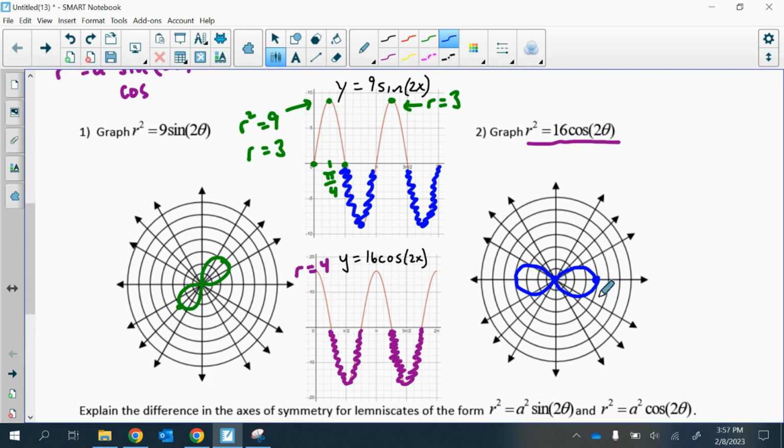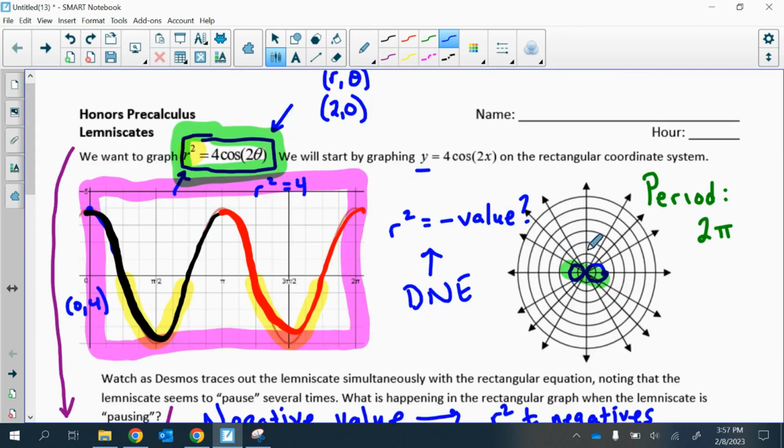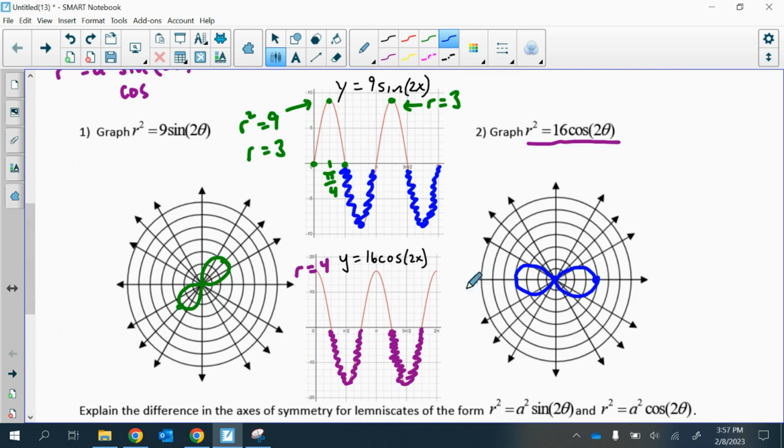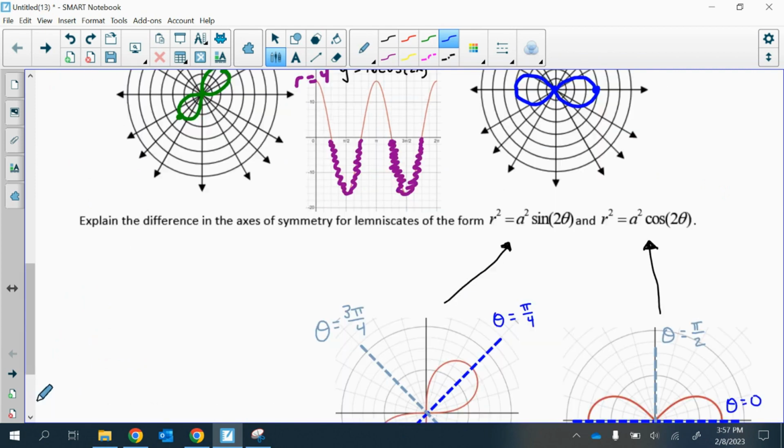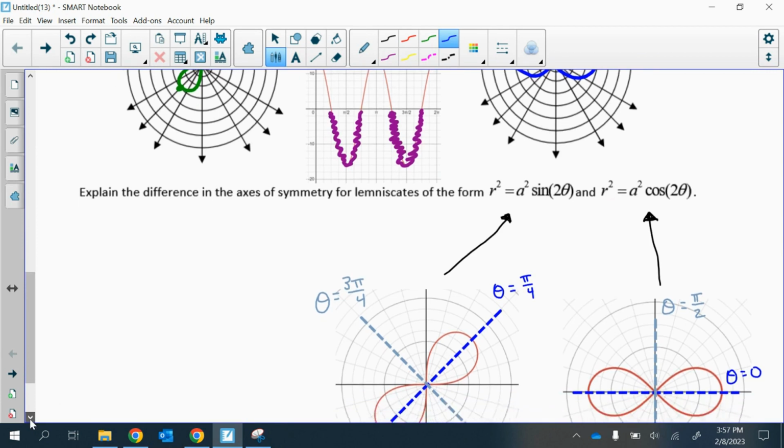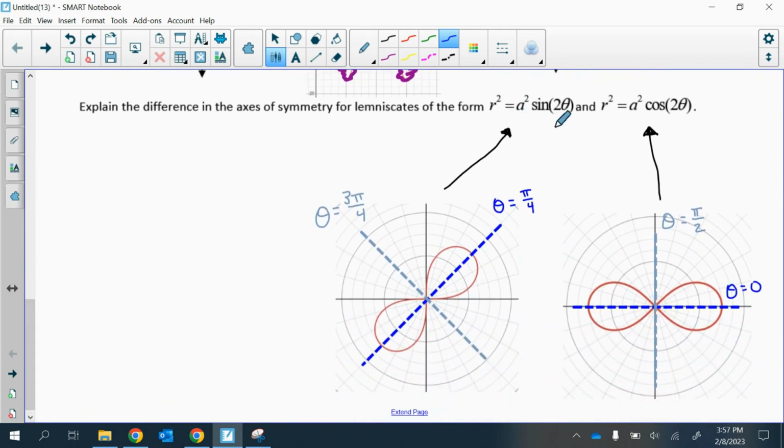So notice that these lemniscates kind of look like infinity signs. Seems like that's a pattern that is developed. We had an infinity sign here, and in these two, it kind of looks like an infinity sign. So let's explain the difference in when we have r squared equals a squared sine 2 theta versus the same thing with a cosine 2 theta. And it appears that when we have the sine 2 theta, the infinity sign appears to be tilted sideways, on some kind of diagonal tilt, and with the cosine, it looks like it's a regular old infinity sign.